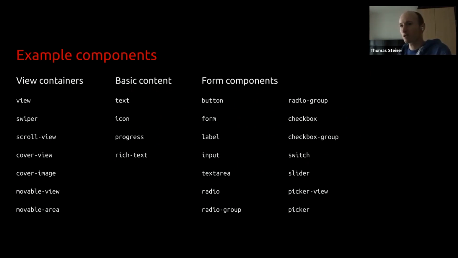And you have checkboxes, you have switches, you have text areas, you have progress, you have rich text, you have scroll views, you have cover image, movable view, and so on. So there's a lot of components that are already available. I just showed map and video, audio, and so on. So there's a lot of things available. So this list is by no means complete. I just had to stop somewhere because the slide would have been too full.